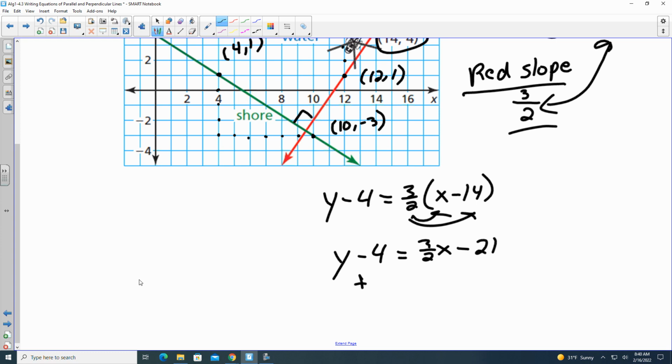And then I add 4 to both sides. So now my equation is going to be y equals positive 3/2 x minus 17.